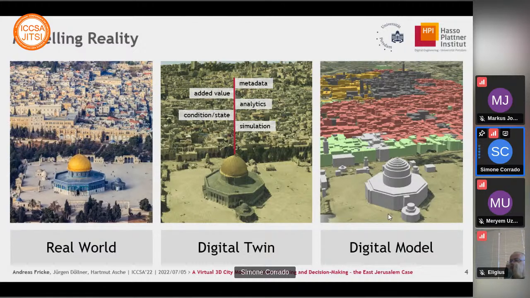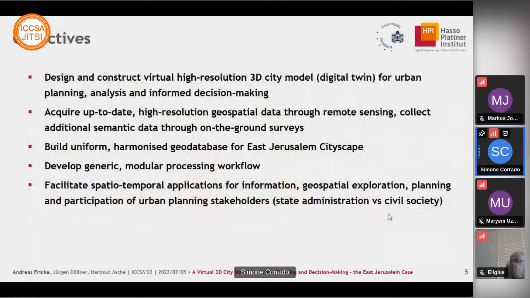But in the end, behind all of this is definitely a model, because of the abstraction of reality. The digital twin is just the ideal state at the end, but for any application, there is a model behind it. So that's the point, the objectives of this project.